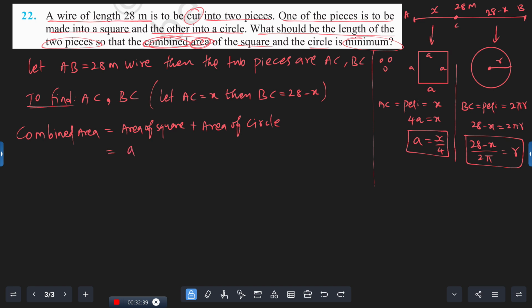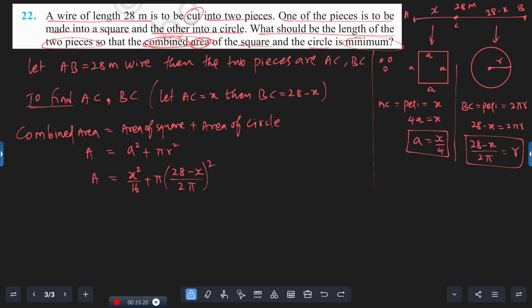Area of square, what? a square. Area of circle, what? Pi r square. That is the combined area, so what name will we take? Shall we take A? Combined area A, I am taking. Then we have to convert into a single variable. What is the variable I am going to use? The a value we know here is x by 4. So that x square by 4 square, 16, plus pi into r square. But the r value we have: 28 minus x divided by 2 pi, whole square.